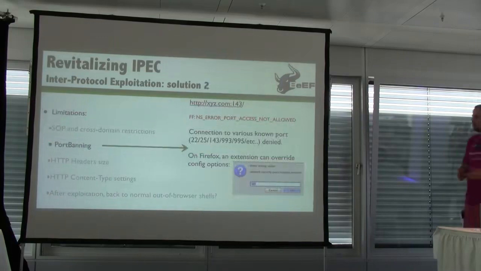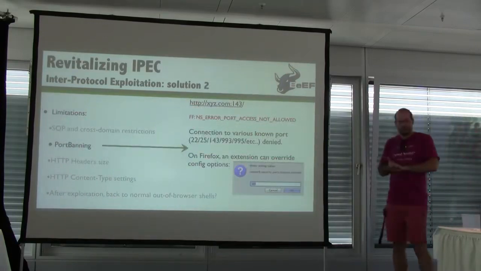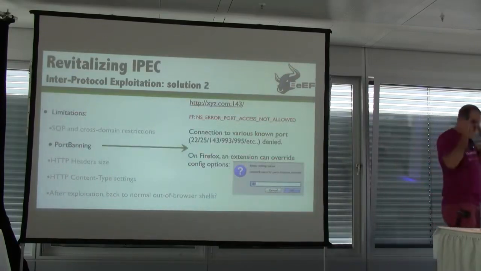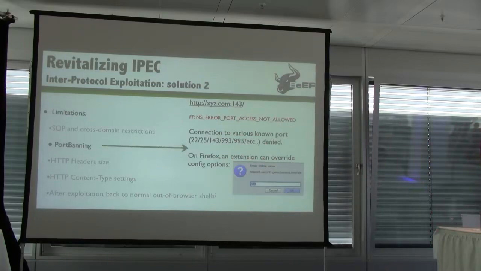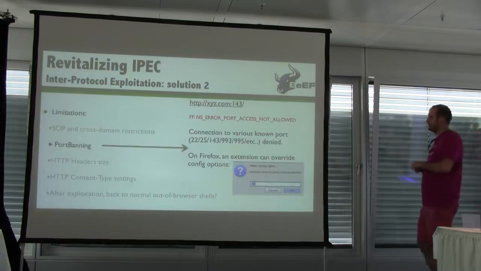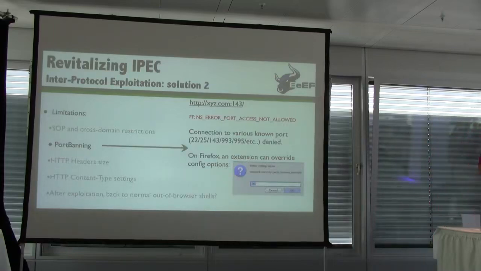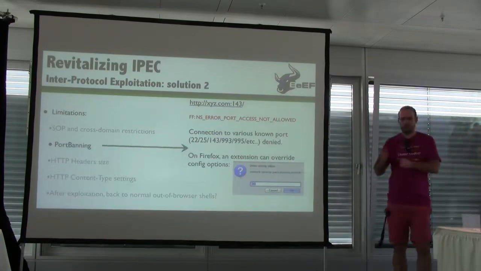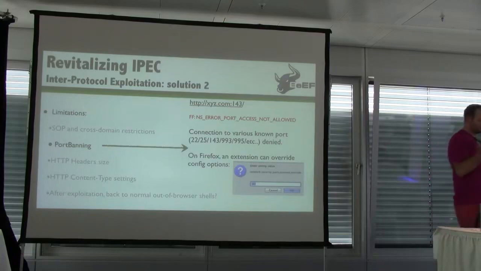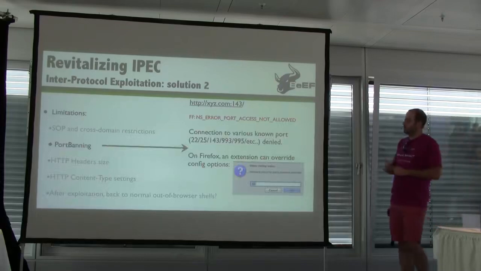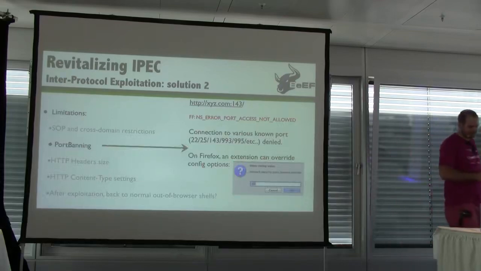Now, the biggest limitation is probably port banning, which was implemented in a not very consistent way in most of the browsers, like back in 95, 96. Firefox was the first browser implementing it. Basically, port banning prevents you from sending HTTP requests to ports that are not allowed. Like, you cannot send an HTTP request to port 25. You cannot send an HTTP request to port 143.